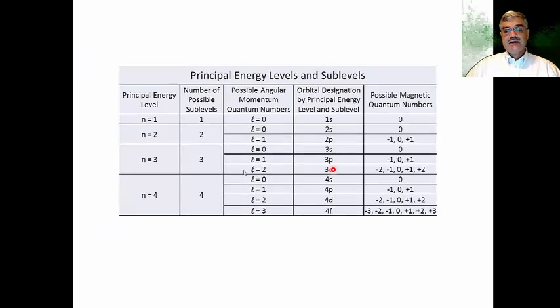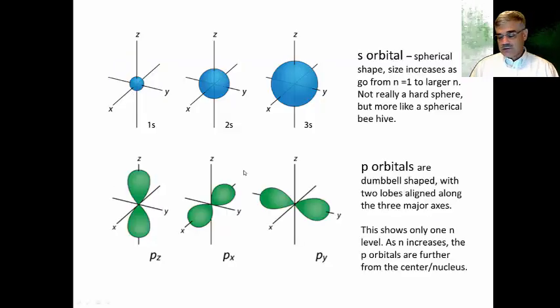When we get to 3d, we can have magnetic quantum numbers of minus 2, minus 1, 0, plus 1, plus 2, and we have 5 of the d orbitals. And remember those labels, dxy, dyz, dxz, etc. That's an alternative way of labeling them. Now, after saying all this and showing you all these quantum numbers, what do they look like?